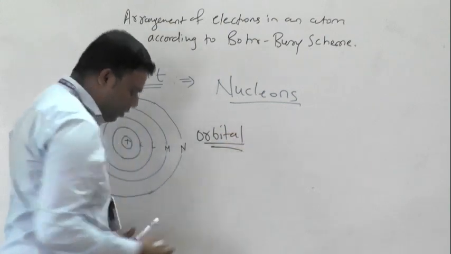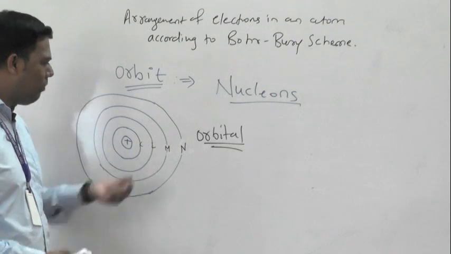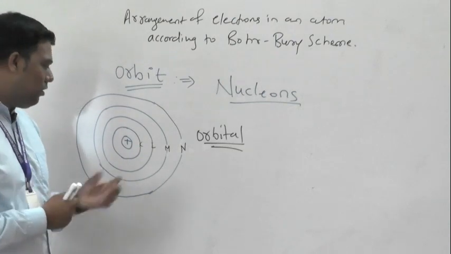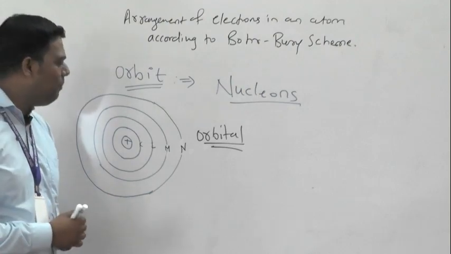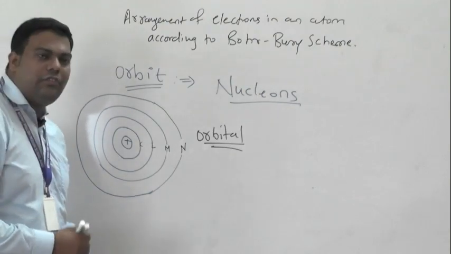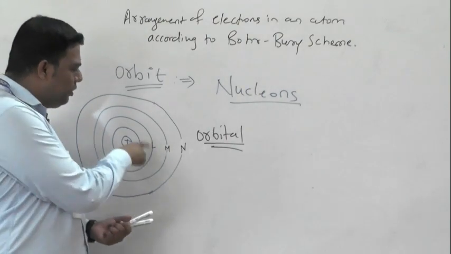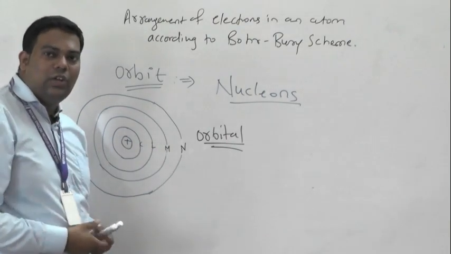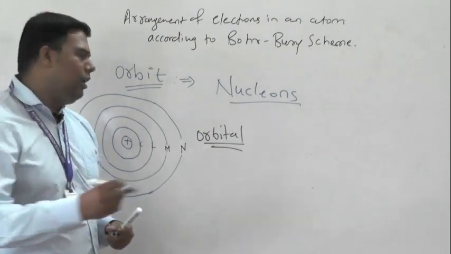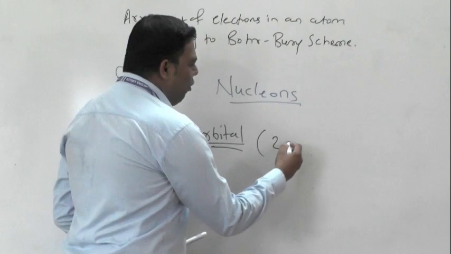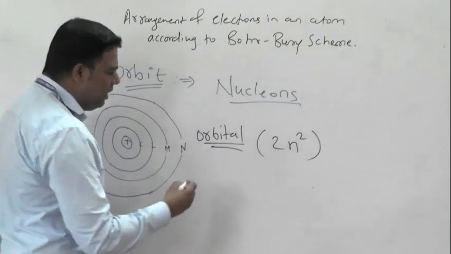Orbital. Understood? So as you know, electrons are present in the orbitals of each shell of an element. Now, what will happen? We have to find the distribution of electrons in a shell, and that is done according to the formula 2n². We already discussed this.